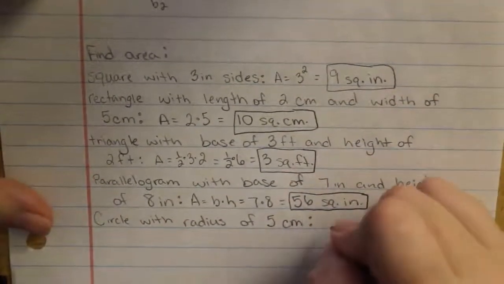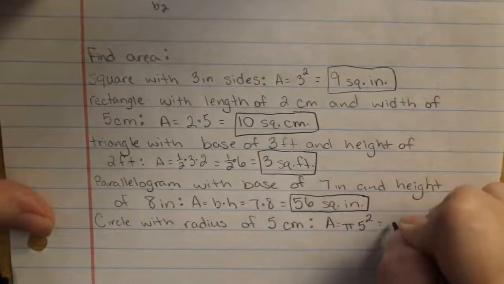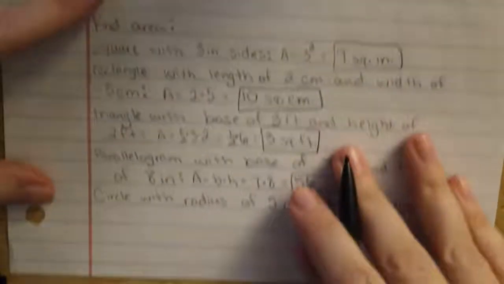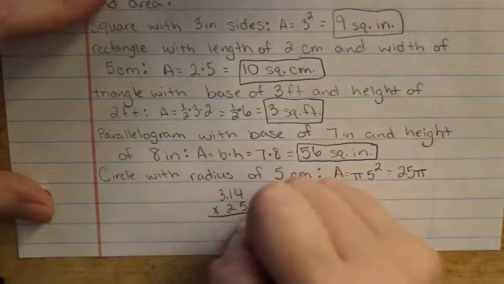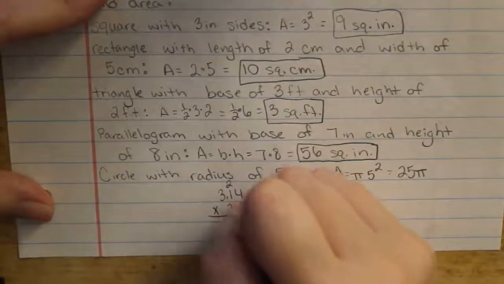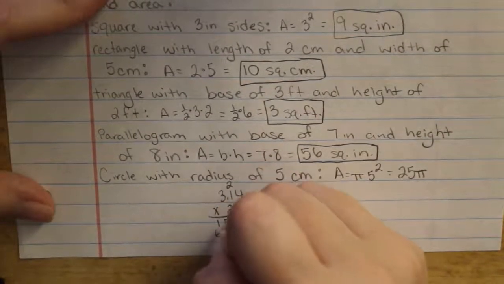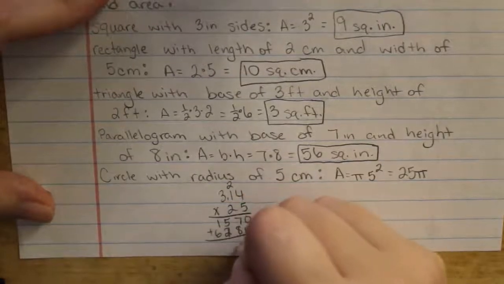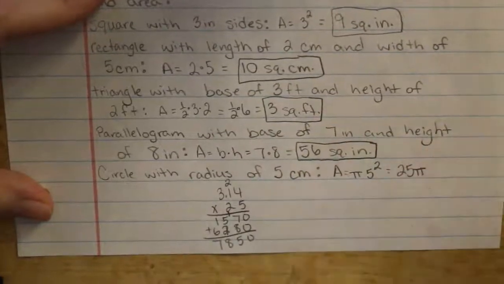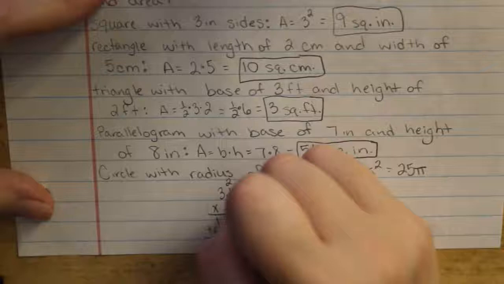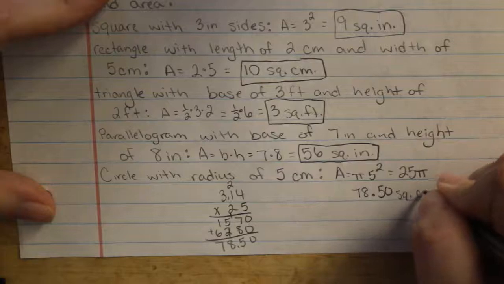Okay, and then we have a circle with a radius of 5, so area equals pi times r squared, which is going to give us 25 pi, and then I have spaced out at the bottom to where I can multiply 3.14 times 25. So this is going to be 78, and then it's got 2 decimals, so 78.50 square centimeters.